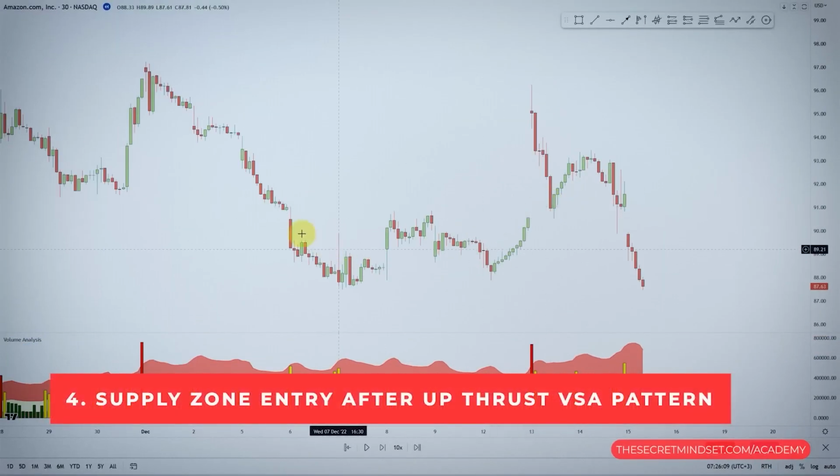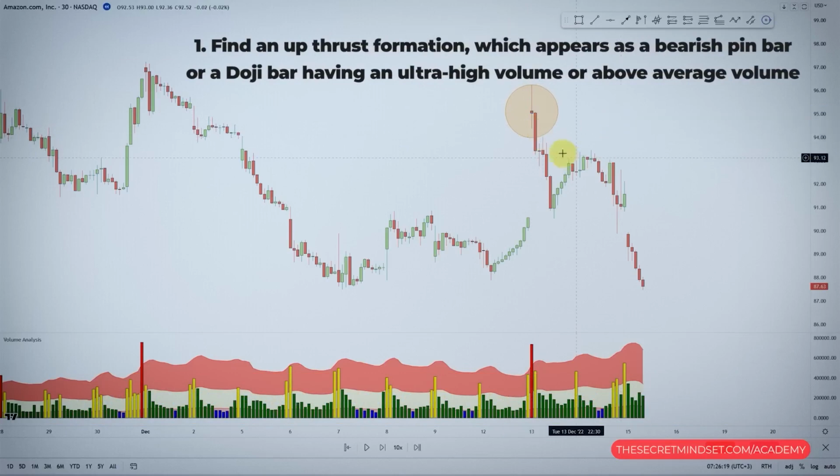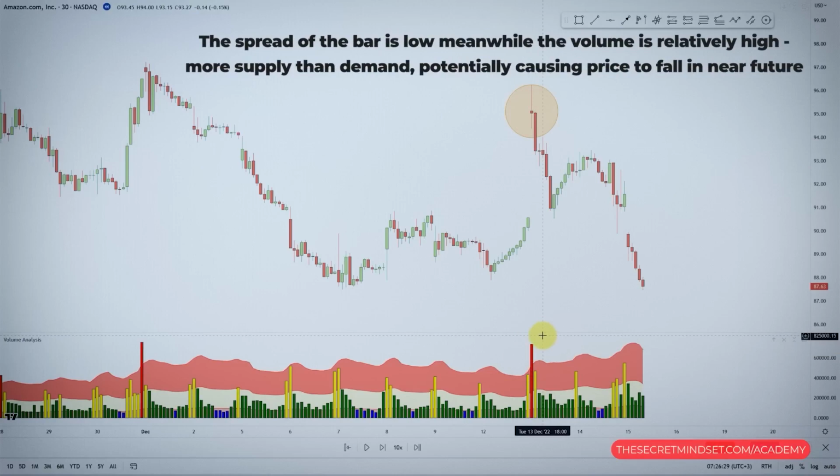Smart way to trade is to find entries at supply zones after you find an upthrust VSA pattern. First, you need to find the upthrust, which appears as a bearish pin bar or a doji bar having an ultra-high volume or above average volume. The spread of the upthrust candle is low, while the volume is relatively high. In this case, there's a disagreement between spread and volume, which signifies that there is more supply than demand, potentially causing price to fall in the near future.